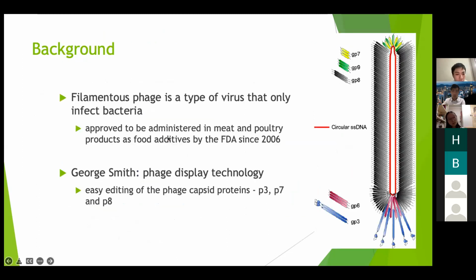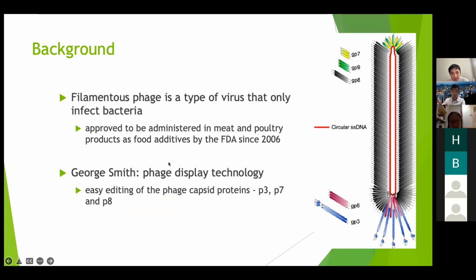So the second example that I'm going to share is a cancer vaccine that is based on filamentous phages. A phage is a type of virus that only affects bacteria. And due to their antibacterial properties, bacteriophages have actually been approved by the FDA since 2006 to be administered in meat and poultry products as food additives.